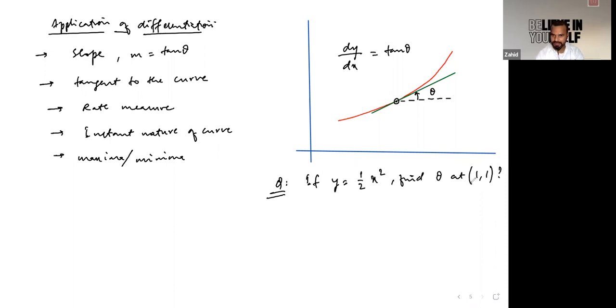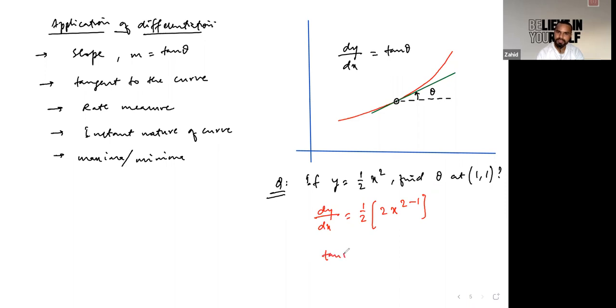So to find theta at this particular point, we have to first differentiate this term. So let's say dy/dx is equal to half, being a constant, so take it outside as a coefficient. Next is x raised to 2. According to the formula of exponents, it will be n x raised to n minus 1. Now this dy/dx is nothing but tan theta according to this concept.